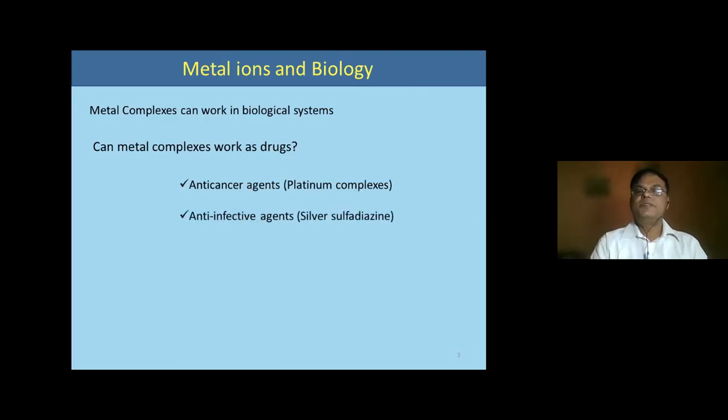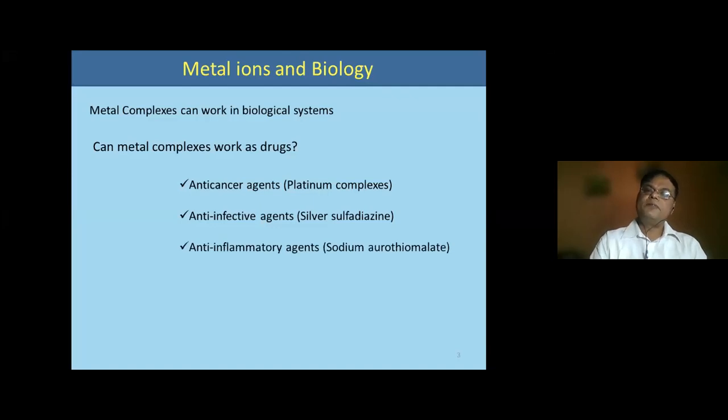Then comes the anti-infective agent. There are certain silver salts or silver complexes like silver sulfadiazine, which has been found to be active against bacteria. It can interact with the cell walls of the bacteria and rupture them. These silver sulfadiazine or silver complexes can be utilized as a drug for topical application, and sometimes it can even be given systemically.